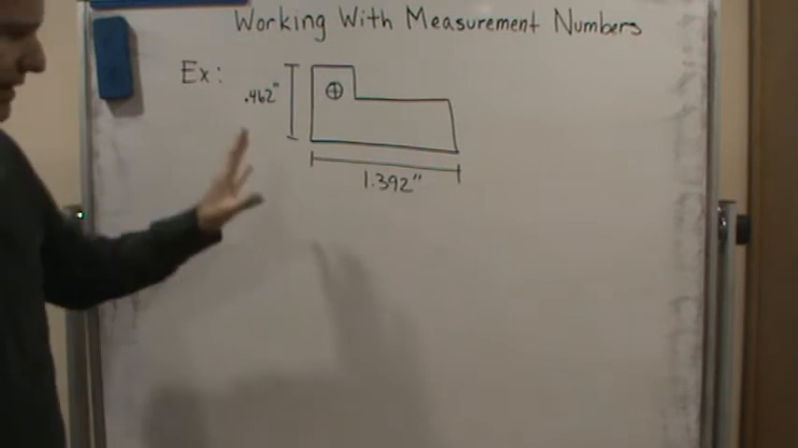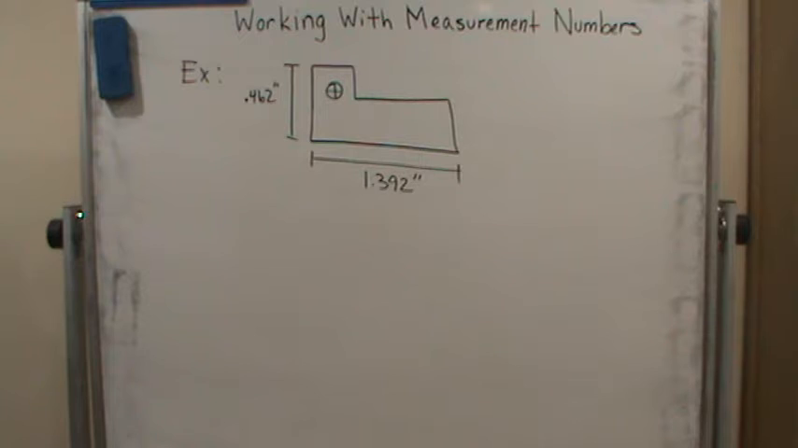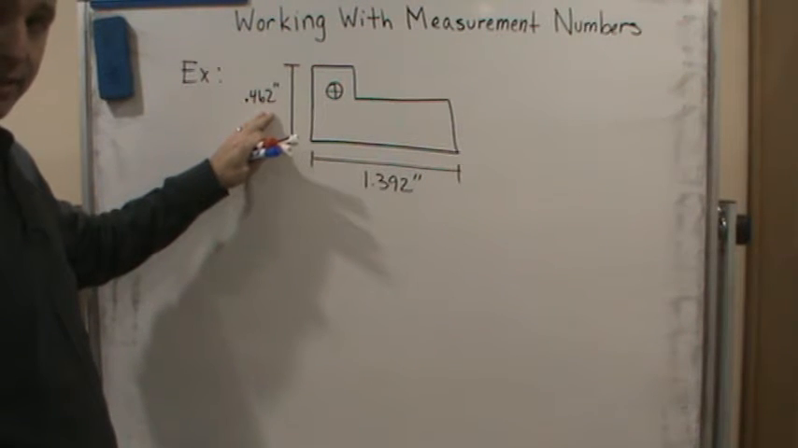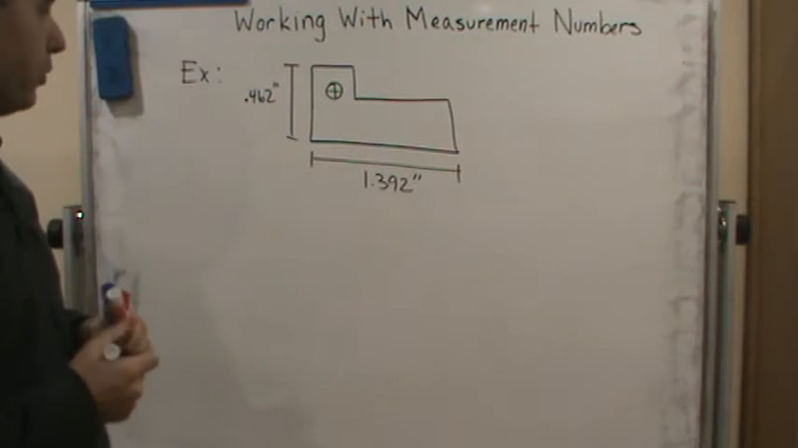So now let's say we're looking at a blueprint, a draft, and it gives us these specifications here, and we want to find the fraction to the nearest 32nd of an inch for the first one, 0.462. Okay, let's do that first. We want to write this to the nearest 32nds of an inch. So how do we do that?